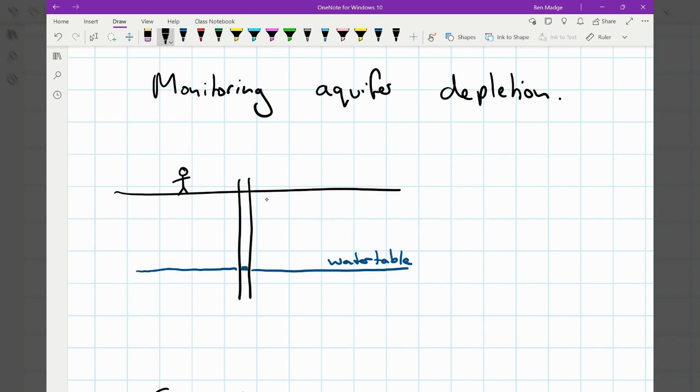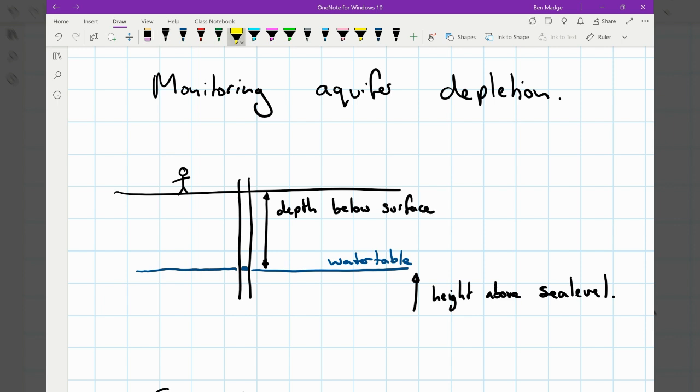And we can measure either how deep it is from the surface level or how high above sea level it is. So height above sea level being like an agreed 0, or depth below surface. And the height above sea level is quite a standard one to see, which might be a bit confusing if you don't come across it before. So we can check boreholes for the depth of the water table.